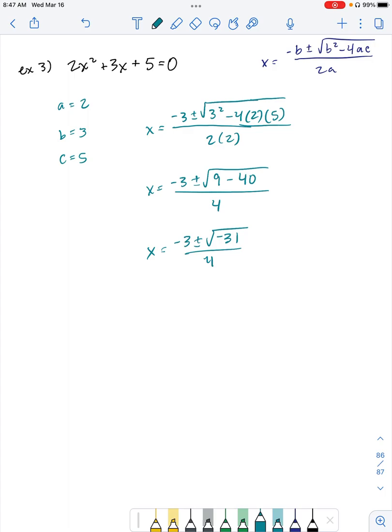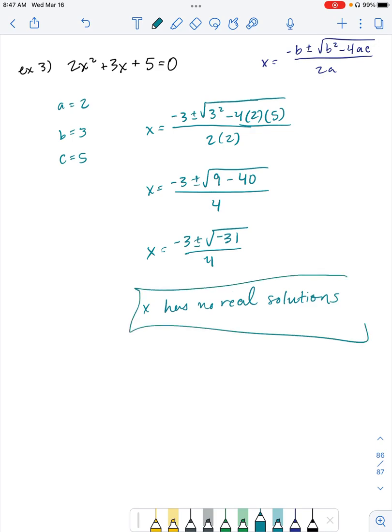Well, at this point, we can see that we have a negative sign under the radical, and we can't take the square root of a negative number. It has no real solution. So at this point, we can say x has no real solutions. So we're done. That's our answer. No solutions. I'm going to go ahead and do a fourth and final example here.